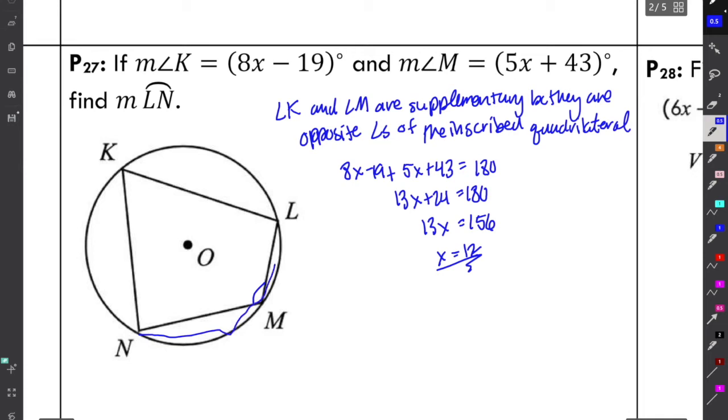So that's an easy mistake to make. But you notice it's smaller than a half circle, so it has to be that. So instead of looking at angle M, we will look at angle K. Alright? Find angle K, double it, you'll get your LN. Alright? So, to find angle K, we'll plug in our 12 in for x here. So 8 times 12 minus 19. That gives me 77 degrees. Right? So the measure of arc LN is equal to double this. So it's going to be 154 degrees.